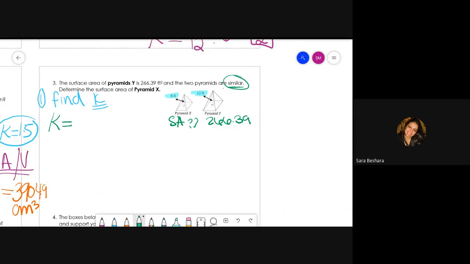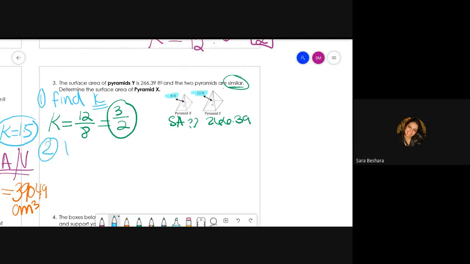It's the height of y over the height of x. So it would be 12 over 8. And I simplify this by 4. 12 over 4 is 3, and 8 over 4 is 2. So your k is 3 over 2.